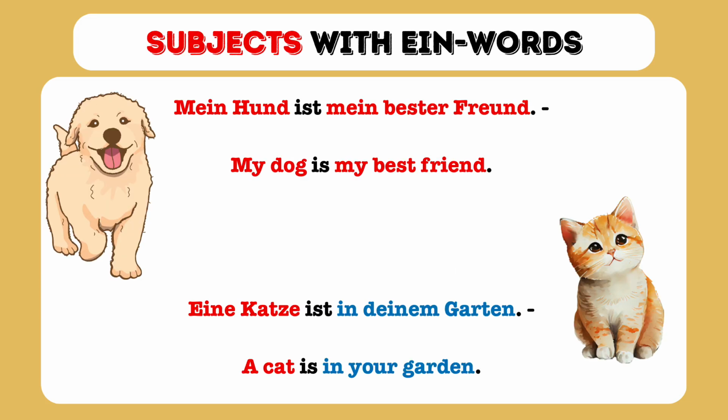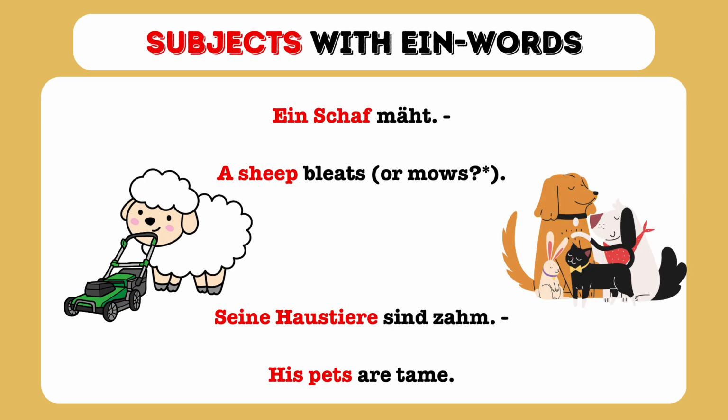Here are some examples of these ein words as the subject of the sentence. Mein Hund ist mein bester Freund. My dog is my best friend. Eine Katze ist in deinem Garten. A cat is in your garden. Ein Schaf mäht. A sheep bleats.